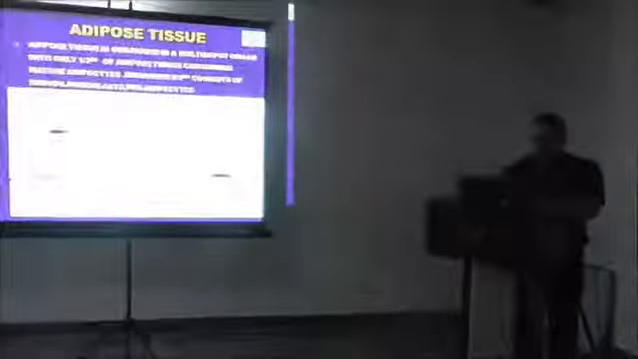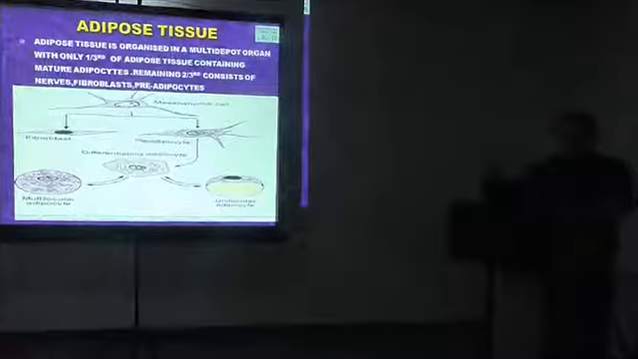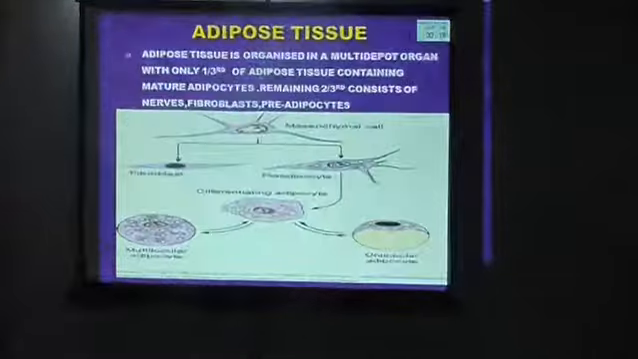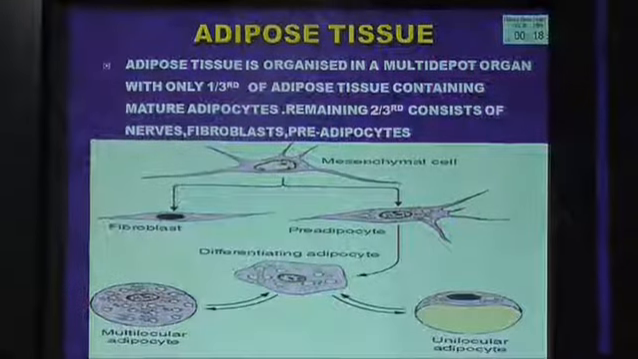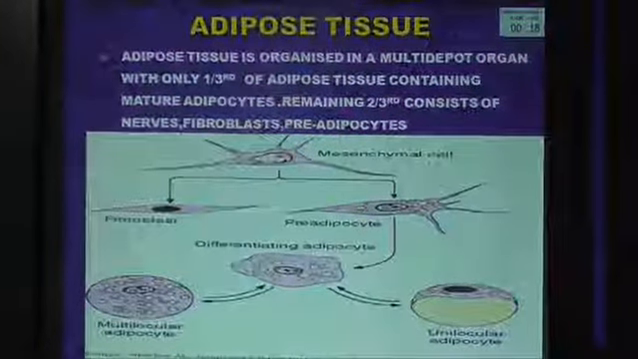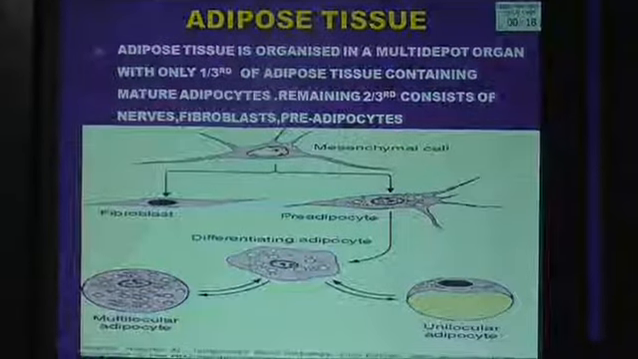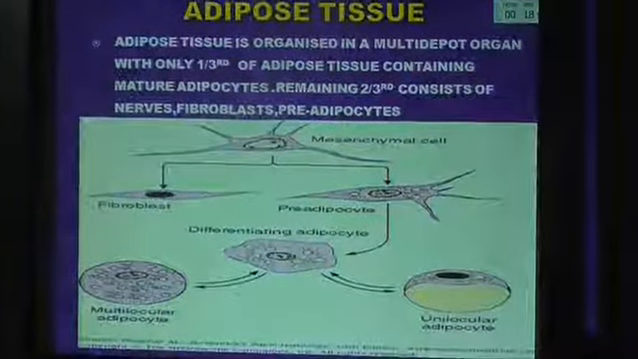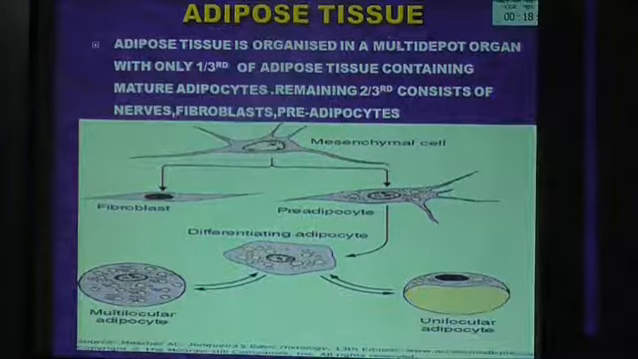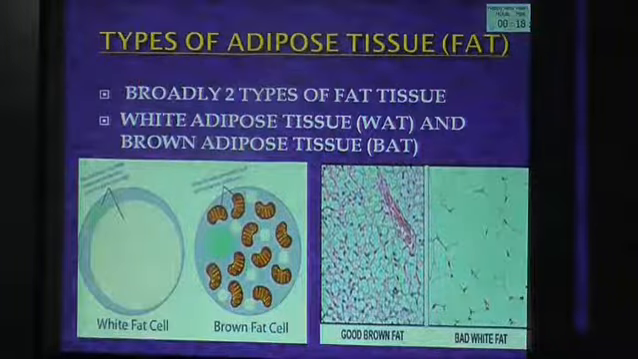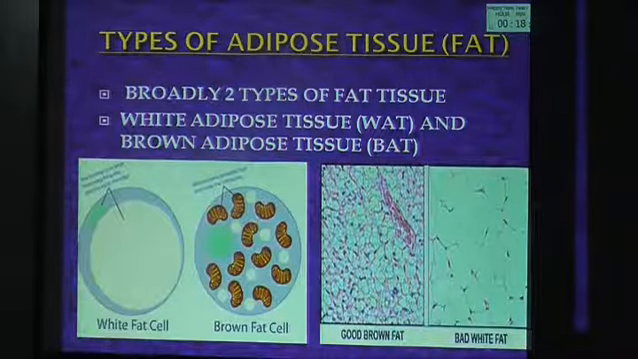Okay, so let's go through the rough thing. What is adipose tissue? It's a multi-lipo organ with only 1/3 of the adipose tissue containing mature adipocytes. The remaining 2/3 consists of nerves, fibroblasts, and pre-adipocytes. As you see, that is the pre-adipocyte, and the one below is the mature adipocyte. Now this mature adipocyte is again divided into two subgroups. We have the brown adipose cell and we have the white fat cell.